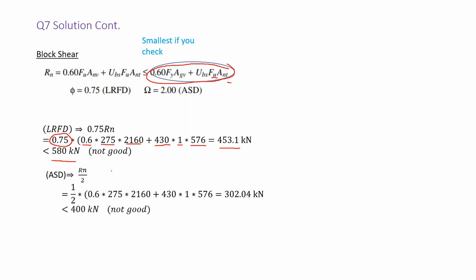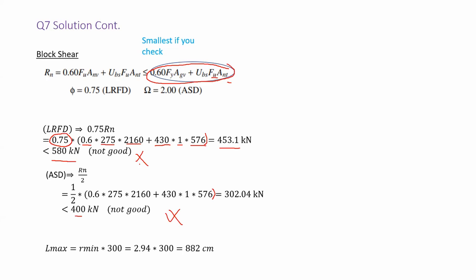Now, if we check for ASD, again, the same equation. Okay, I forgot here a parenthesis. We can close the parenthesis. But anyway, now if you take the whole equation again, divided by 2, you would get 302. Compare it to ASD load combination 400 kilonewtons, it is lower. So this is not good as well. So the member is expected, if you apply a load exceeding, for example, 580 kilonewtons according to LRFD, to fail in block shear.